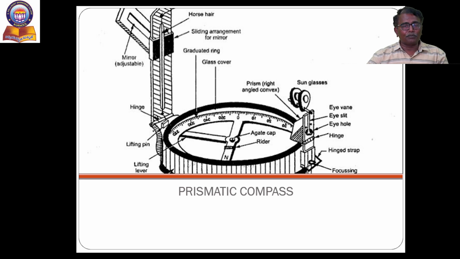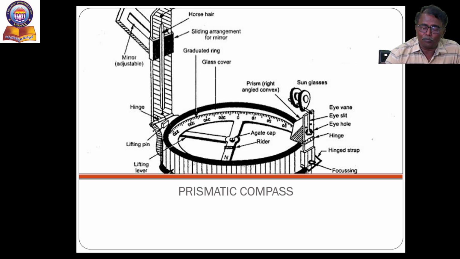So this is the figure of the prismatic compass. It shows so many parts, about 15 parts in the instrument. Essentially, it consists of a compass box. A circular box is there, 8 to 12 centimeters in diameter, and a center pin point is provided at the center. It is called the pivot. Over the pivot, a graduated circle is provided.